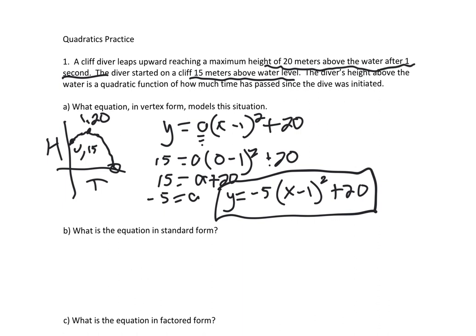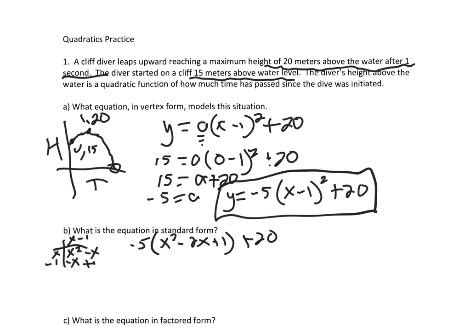To figure out the equation in standard form, it just means multiplying this equation out. So we have to multiply out the (x minus 1) squared. If you're very confident with your multiplication of two binomials, then do it in your head, but I think that would be a mistake because it's way too easy to get it wrong. So we have x squared minus 2x plus 1, and our equation now becomes negative 5 times (x squared minus 2x plus 1) plus 20. So we've replaced (x minus 1) squared with x squared minus 2x plus 1.